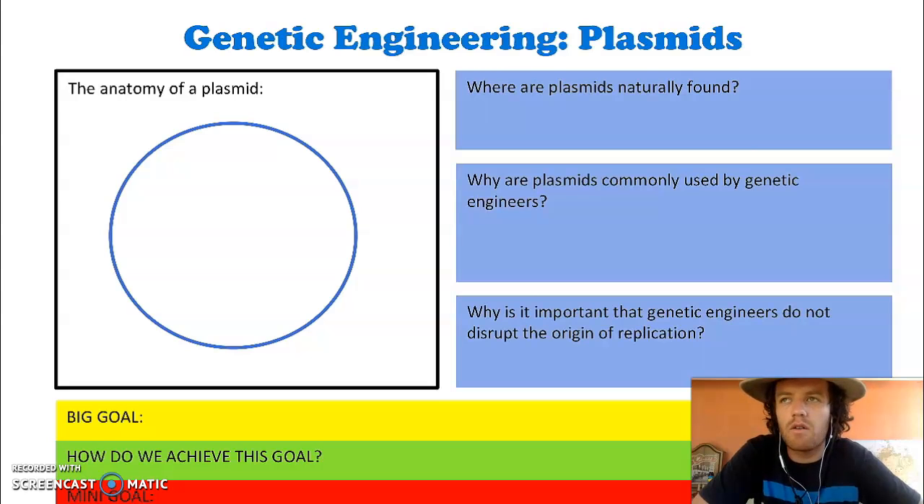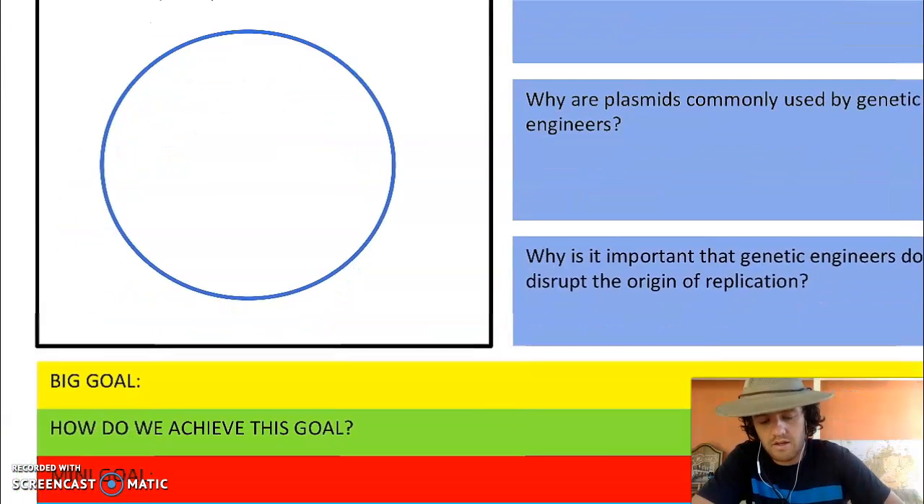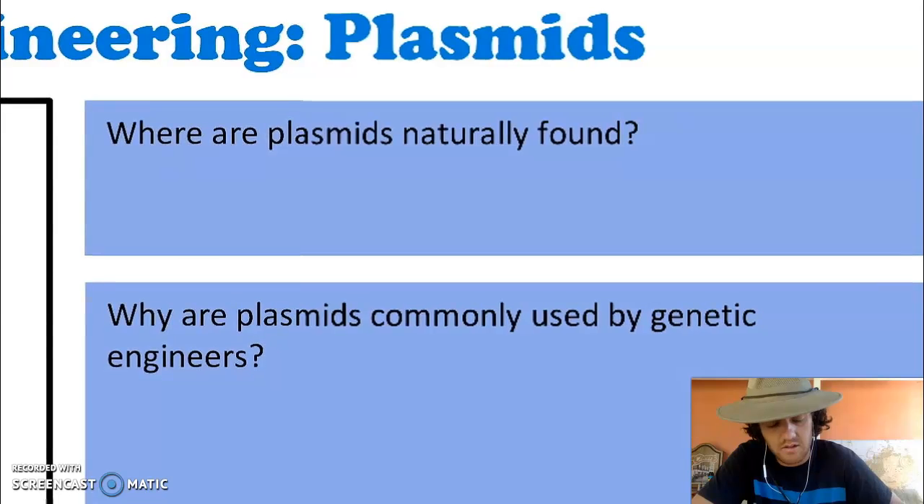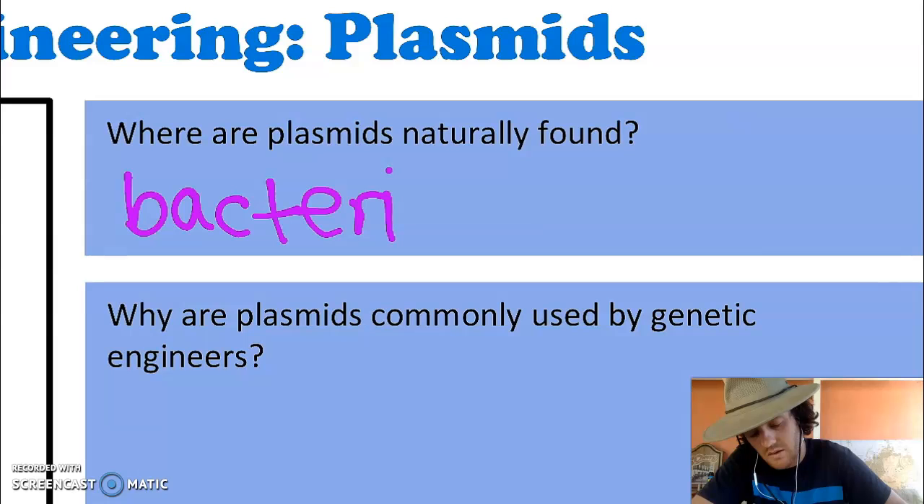The first thing I want to talk about when we're talking about the subunit vaccine production procedure is plasmids, because plasmids are used during this procedure. When you hear that word plasmid, your mind should go all the way back to competency 2, talking about bacteria. To answer the question, where are plasmids naturally found, the answer is that they're found in bacteria cells.